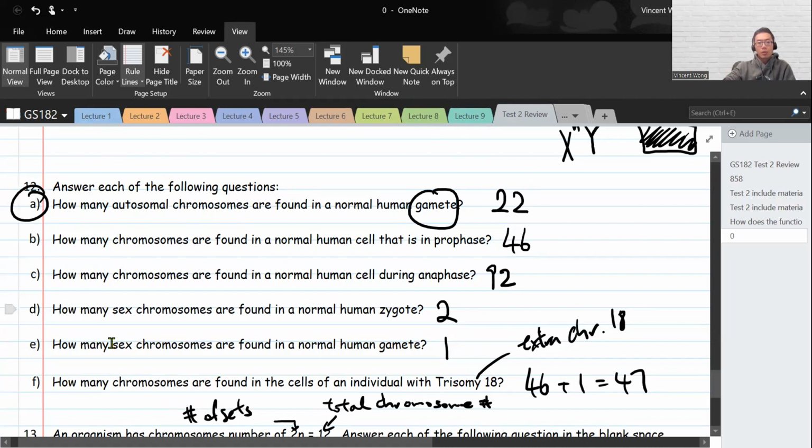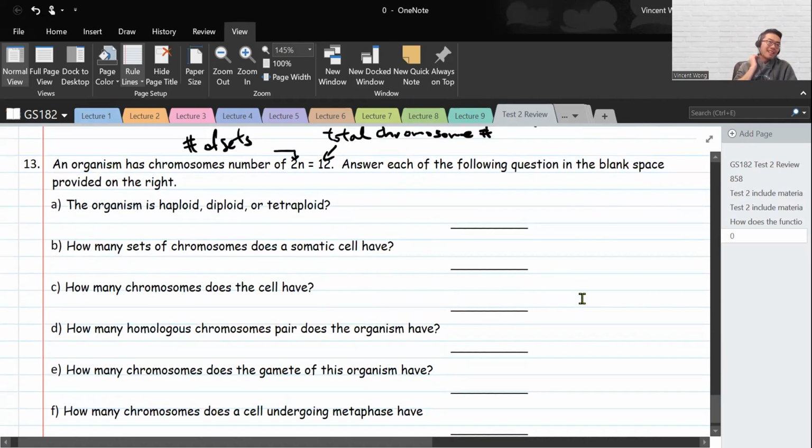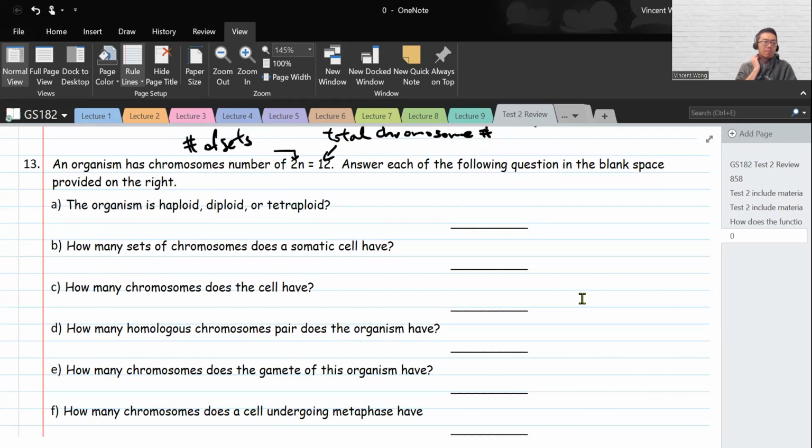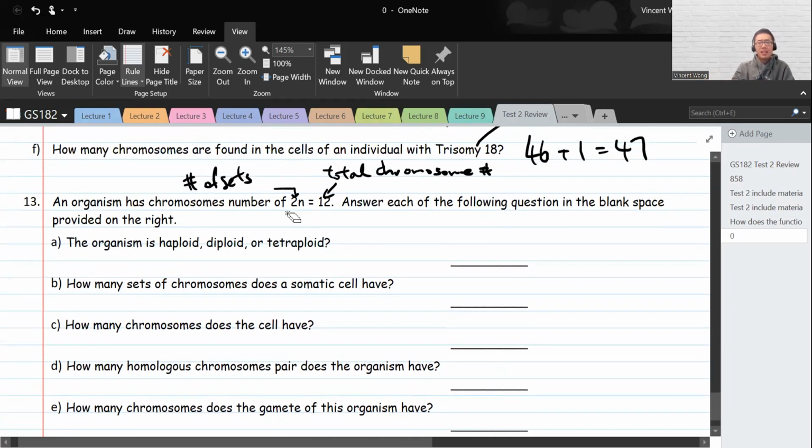All right. Good question. Okay, so back to this one. Is this thing haploid, diploid, tetraploid? What is it, guys? Diploid. This is diploid because it's 2n, right? If it's 3n, then it's triploid. If it's 4n, then it's tetraploid. So 2n, diploid.